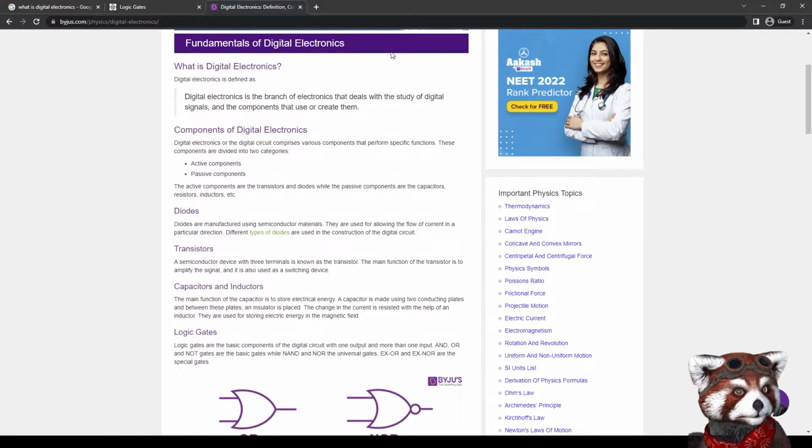But for the examples of digital electronic devices which everyone uses, there are basically a smartphone, a digital camera, your computer, then your digital audio system. These all are digital electronic devices.